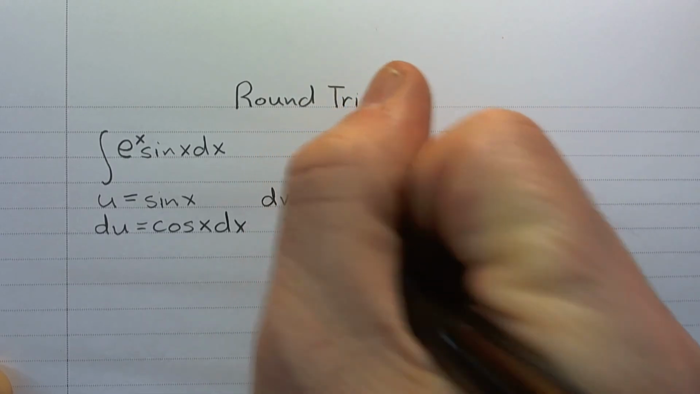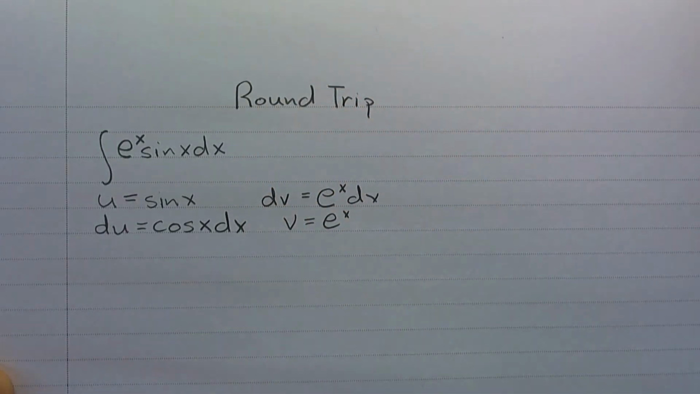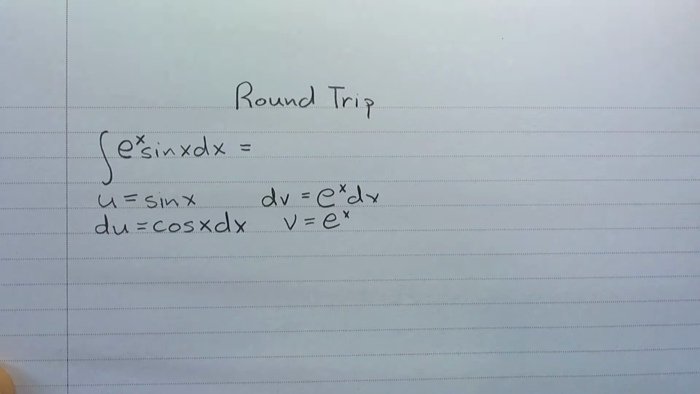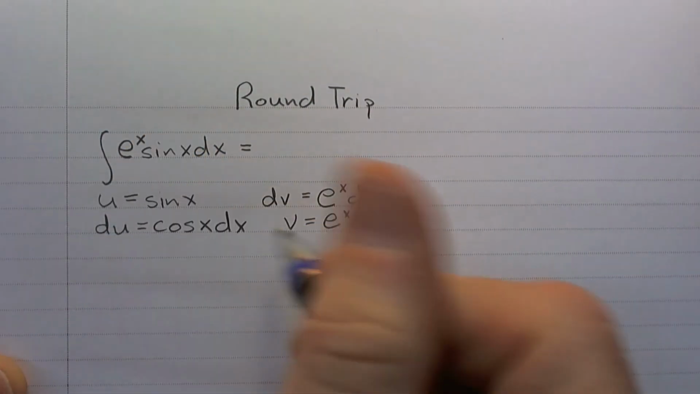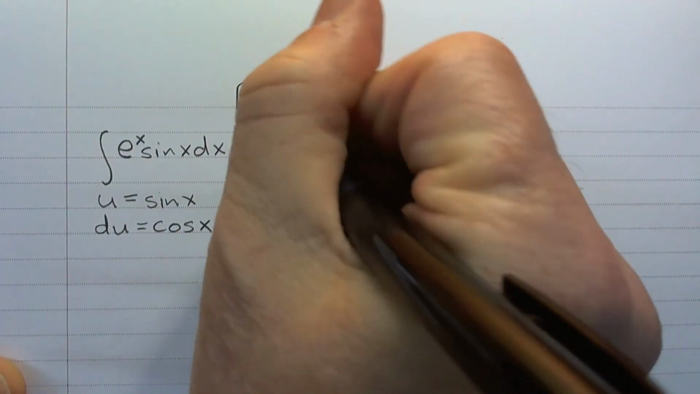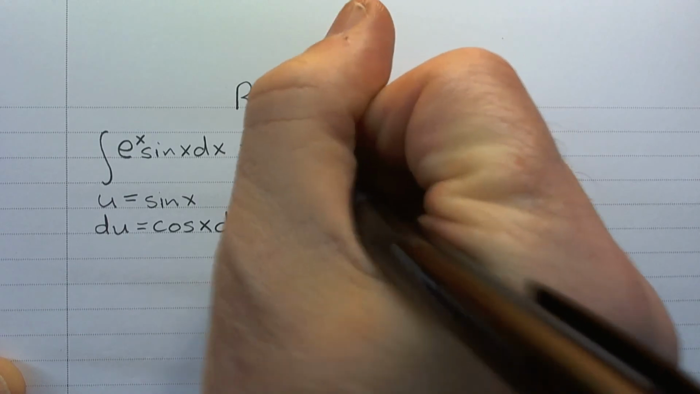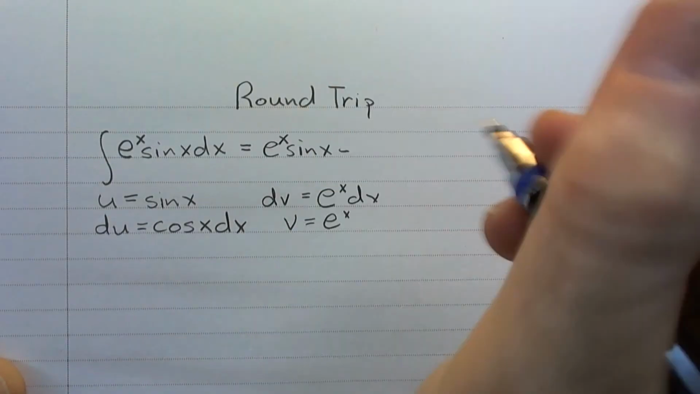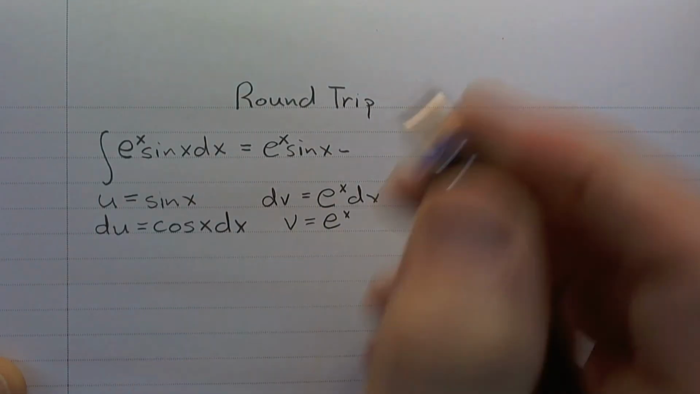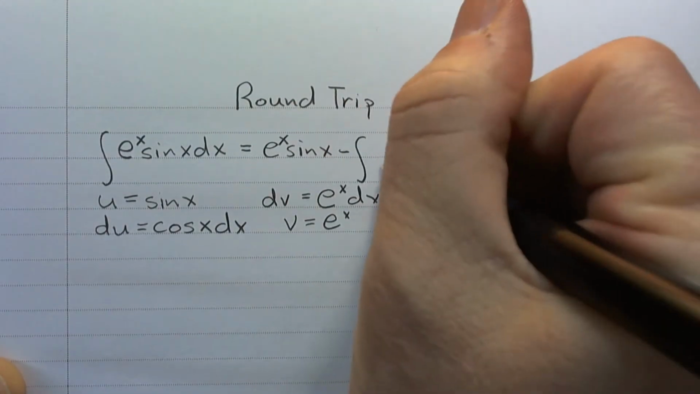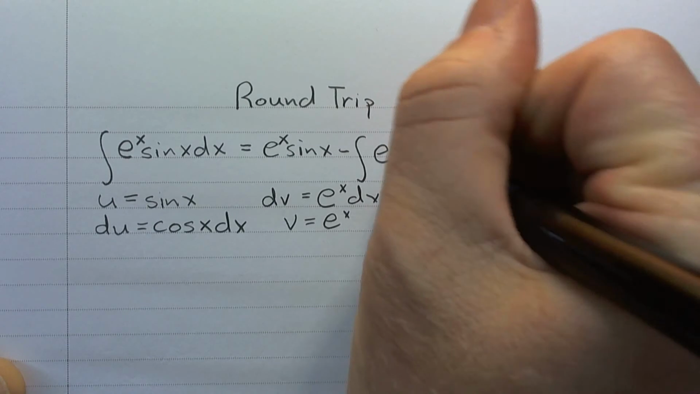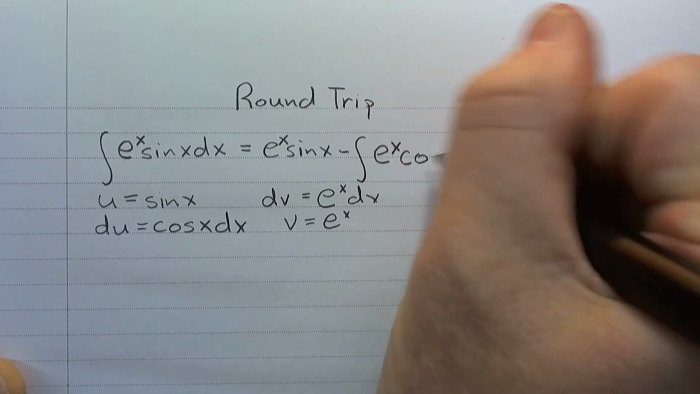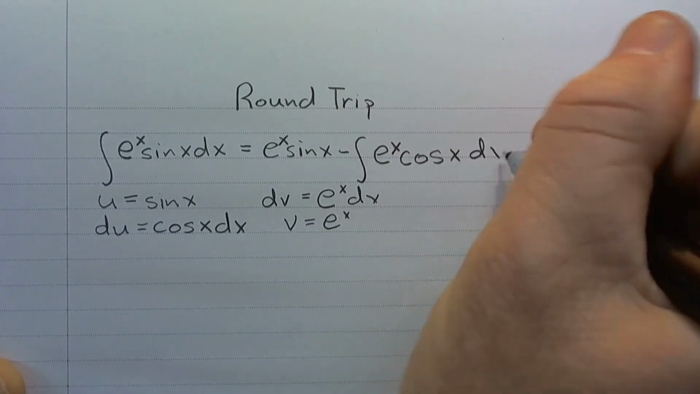That means that v is equal to e to the x. So that's a pretty easy start. Now, let's see what happens. Remember the formula is uv. So here we go, uv. So this is e to the x sine x. That's uv minus v du. Okay, so we get e to the x cosine x dx.